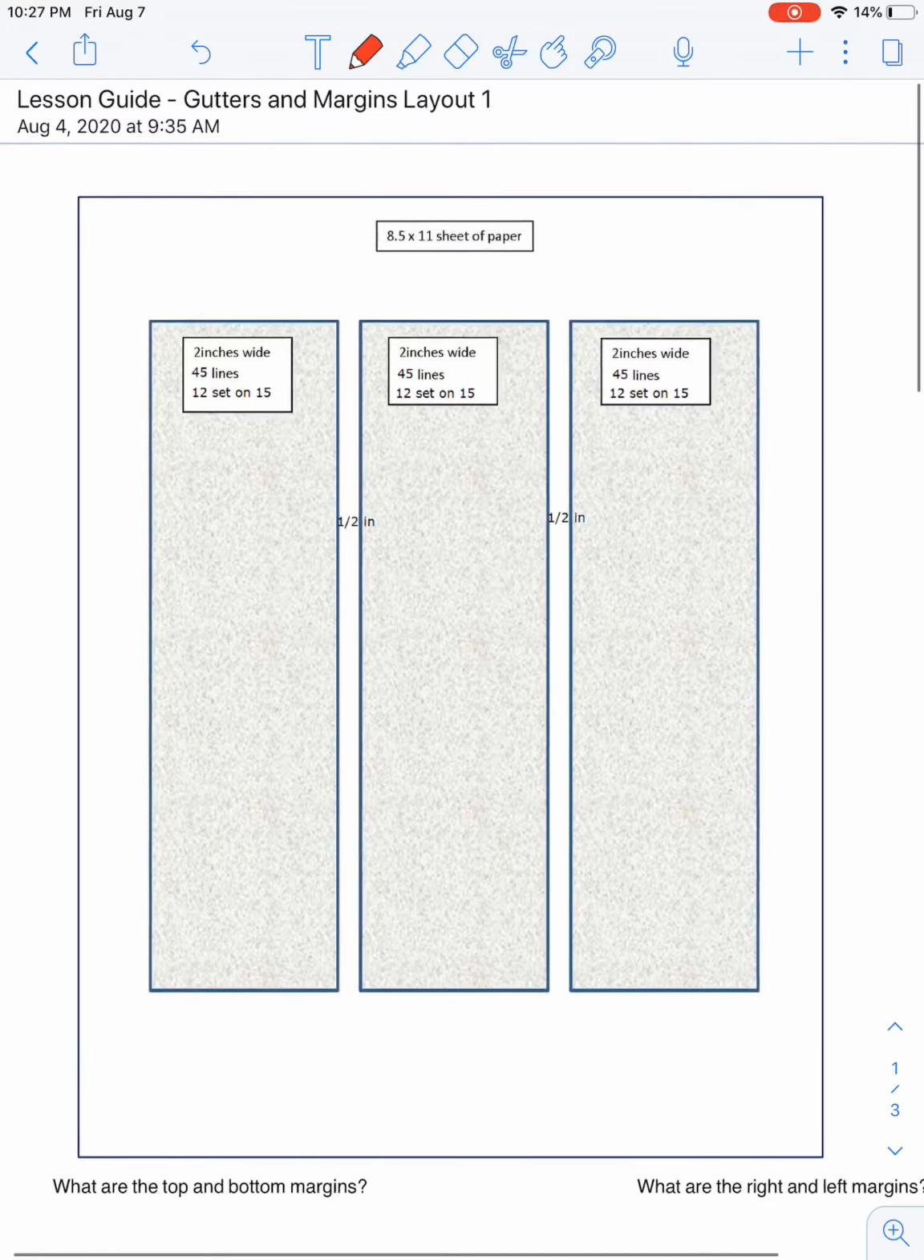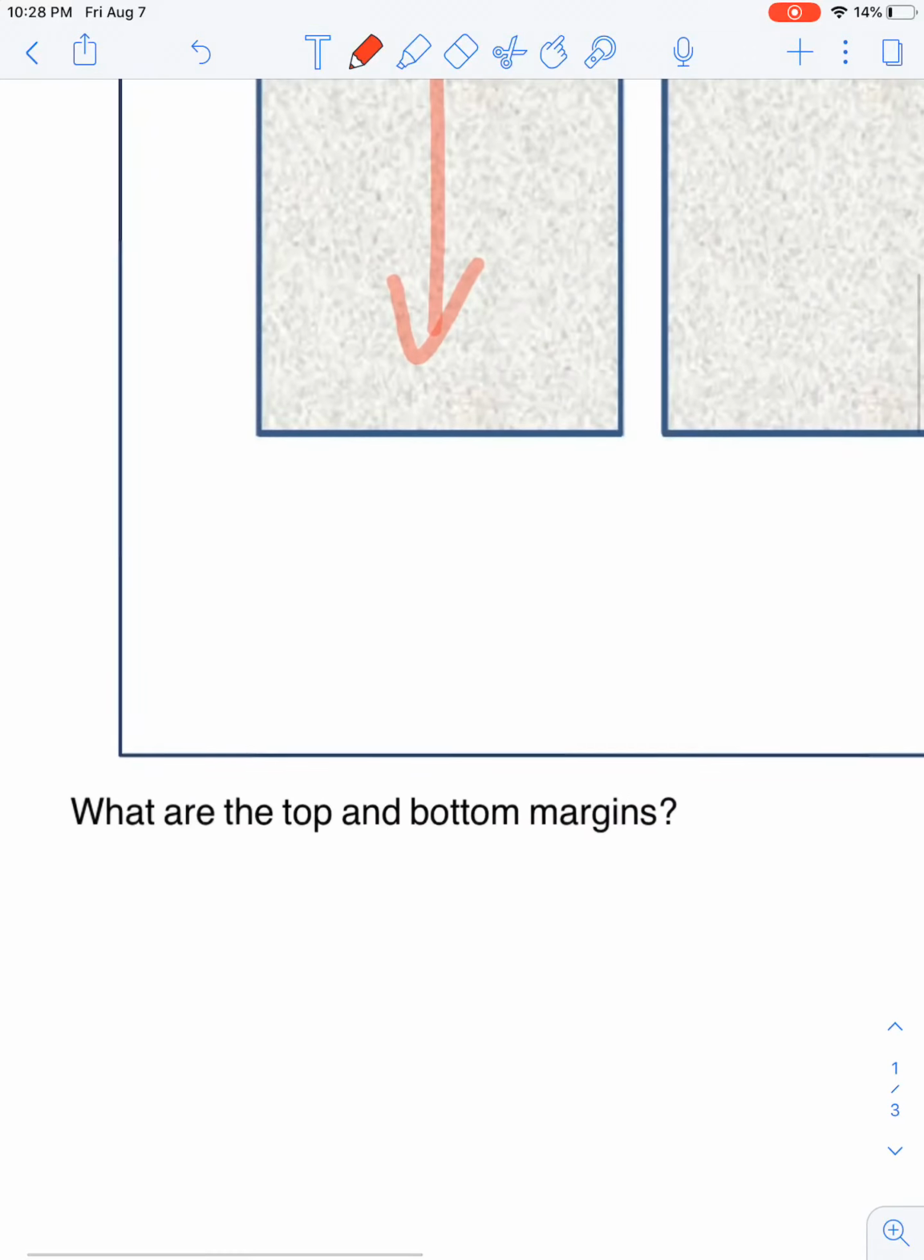On this particular layout we have 3 columns and they are each 2 inches wide with 45 lines, and they are 12 set on 15. So we're going to use that information to calculate the total length of these columns. It's 45 lines and 12 set on 15. That means the actual text is 12 points and there's 45 lines, so we're going to take 12 times 45. That's 540 points of text.